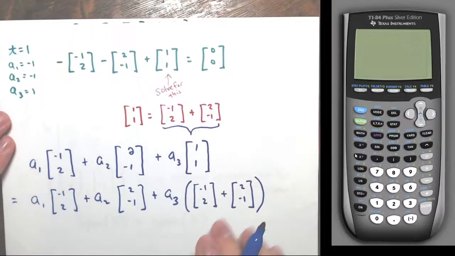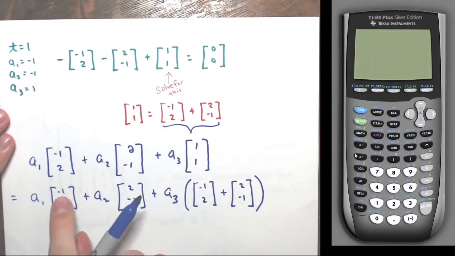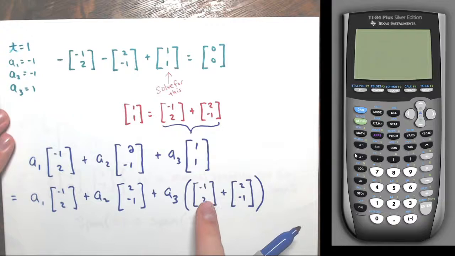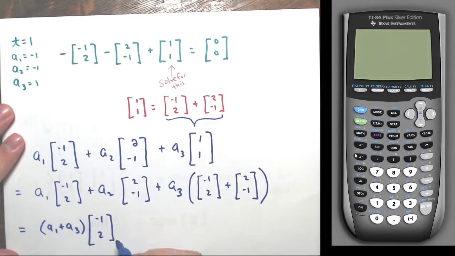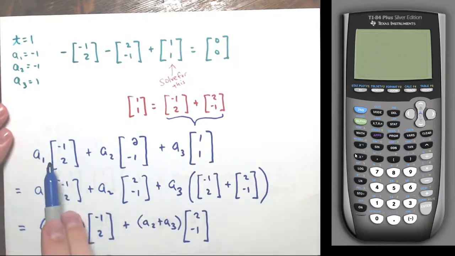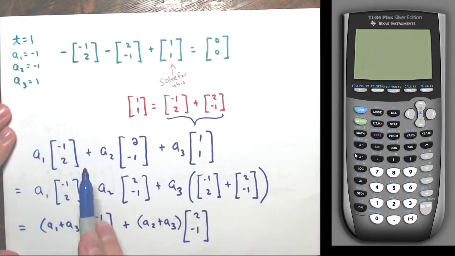And can you see that when I distribute the A3 and combine the like vectors, the negative 1, 2 vectors and the 2, negative 1 vectors, I'm getting A1 plus A3 times the vector negative 1, 2 plus A2 plus A3 times the vector 2, negative 1. Do you see how every linear combination of those three is equal to a linear combination of just these two, the negative 1, 2 and 2, negative 1? A1 plus A3 is a scalar, and A2 plus A3 is a scalar.